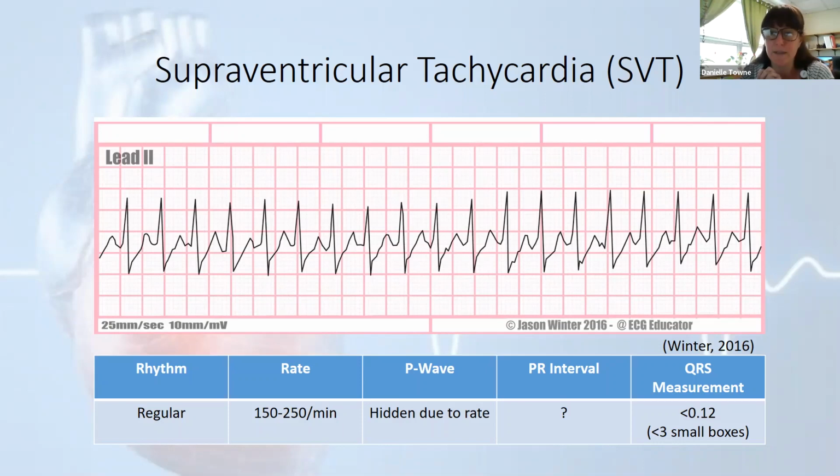We can't see typically a P wave because it's just so fast that it could be buried in the previous beat, or there could be no P wave. We can't assess PR interval because we can't see P waves. But our QRS complex is still nice and narrow, so we know it's stemming from the atria.